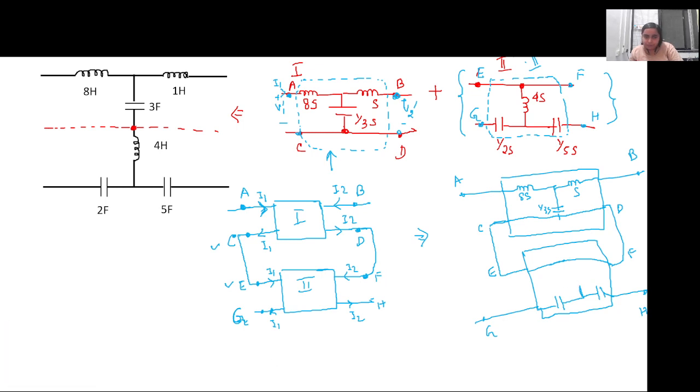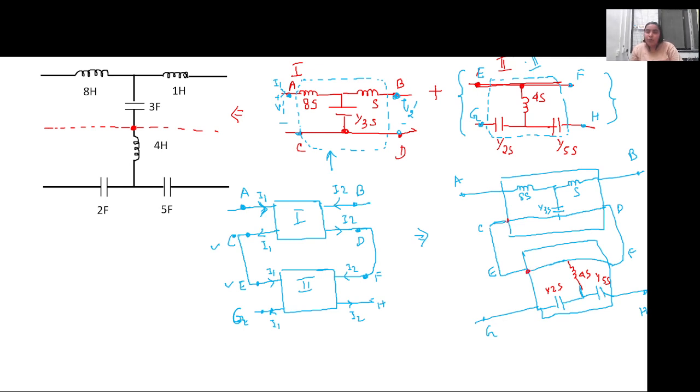So yeah. So this is this 4S inductor, right? In the second circuit, between E and F it is shorted, and from that point the 4S inductor is coming out. So this is 4S, this is 1 by 2S, this is 1 by 5S, right?